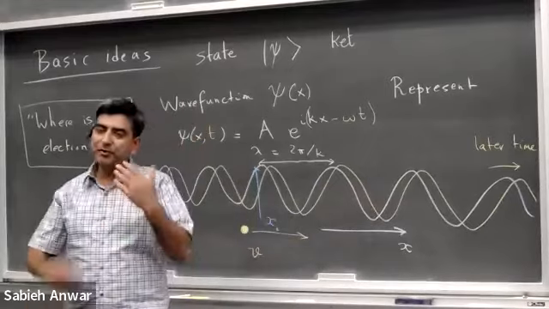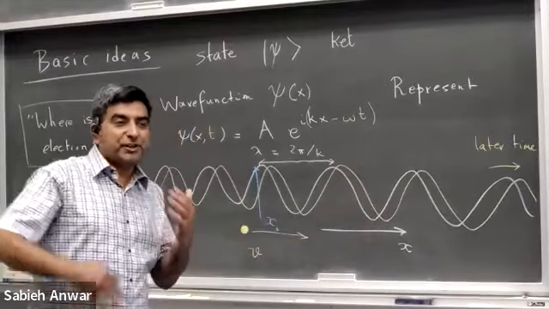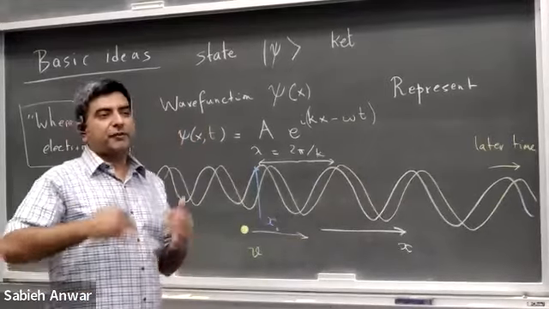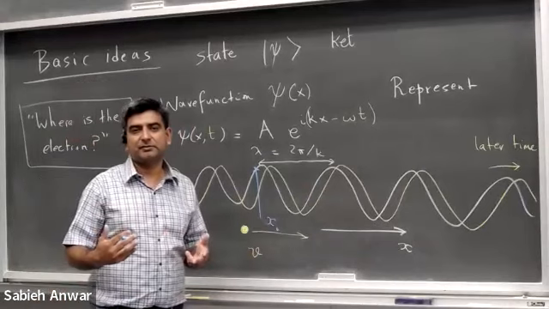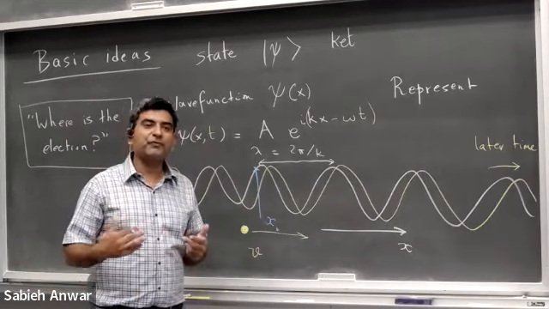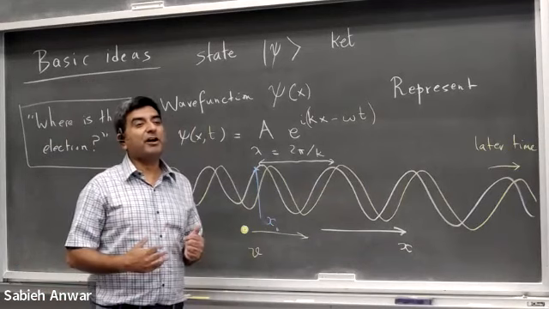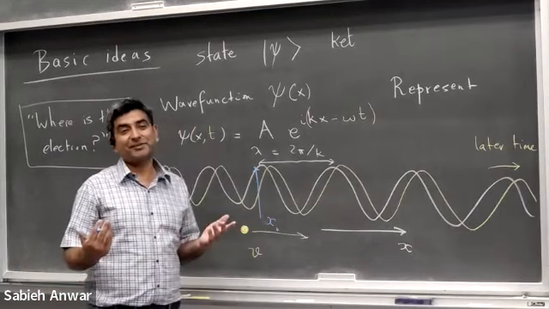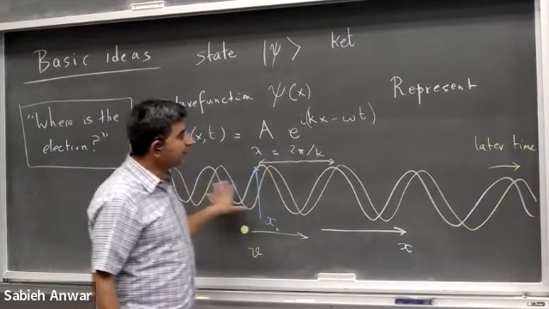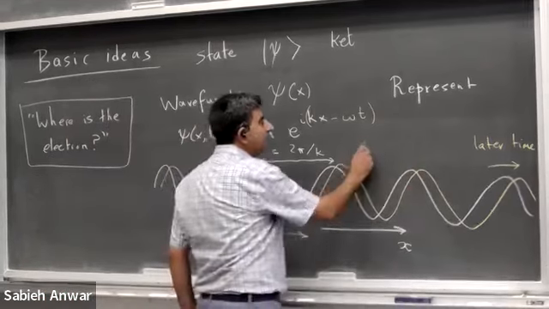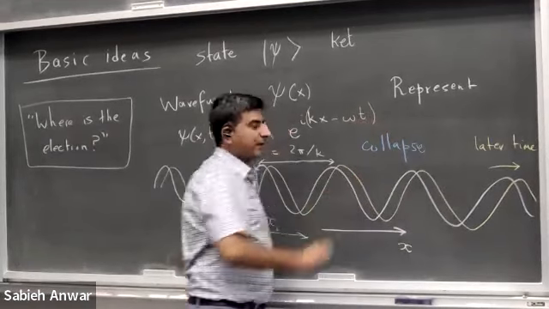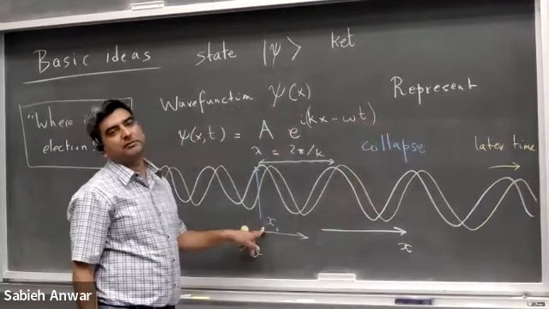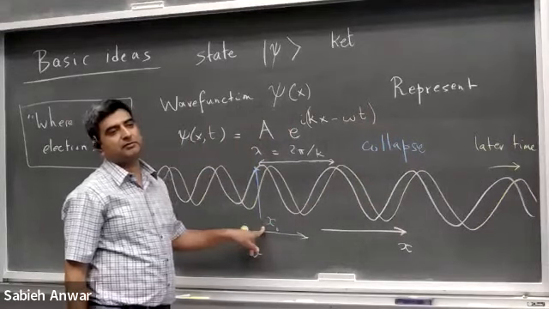But suppose you do a measurement and a posteriori, you find out the electron to be located at some position x naught. Then you can't say that the electron was always at x naught. What you've done is you've taken this wave function and collapsed this wave function at one point, x naught.